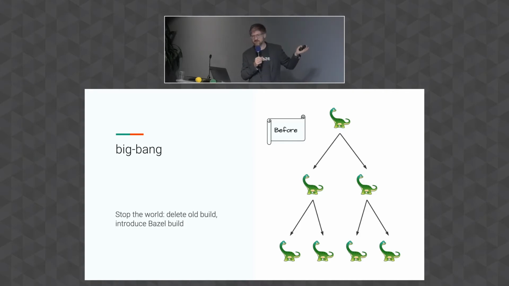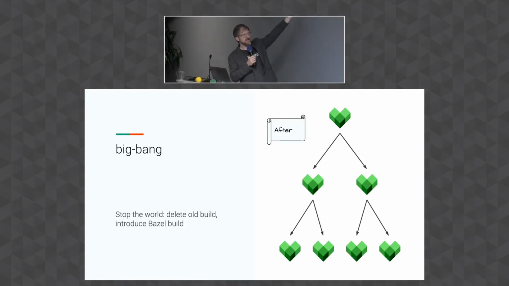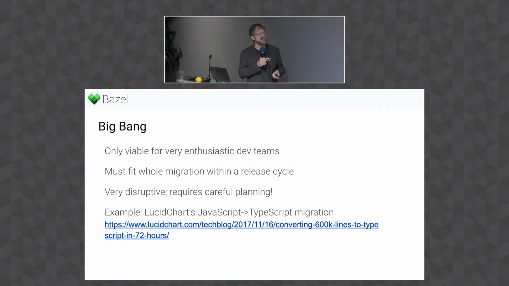So Big Bang is our first migration pattern. This is really simple. You have a before, and then you make a commit, and then ta-da, they're all Bazels. This is great. I mean, this lowers your costs a lot. Like I talked about the added complexity during the migration. There's no during the migration. It's just before and after. But it's also, I think, not viable for most enterprises.